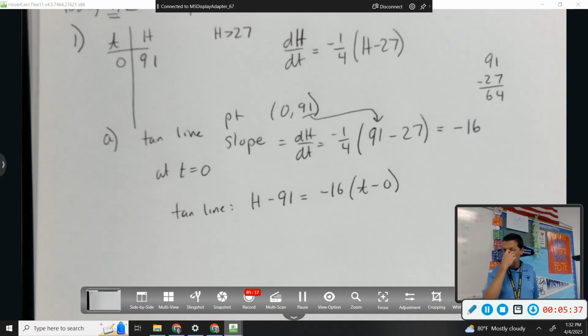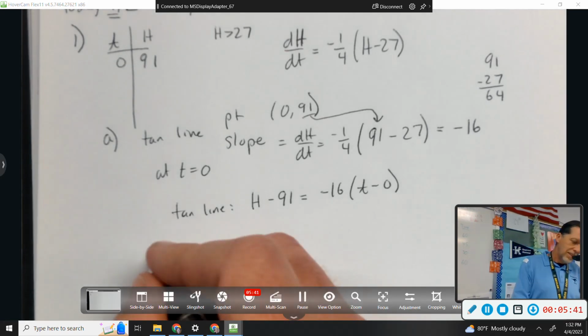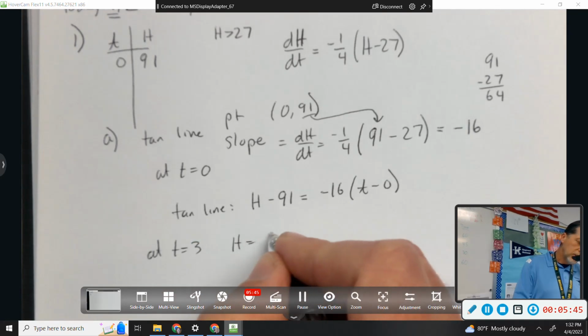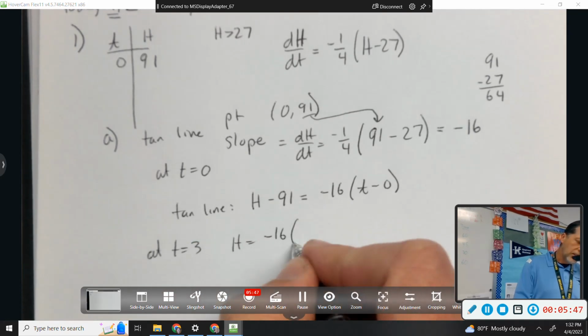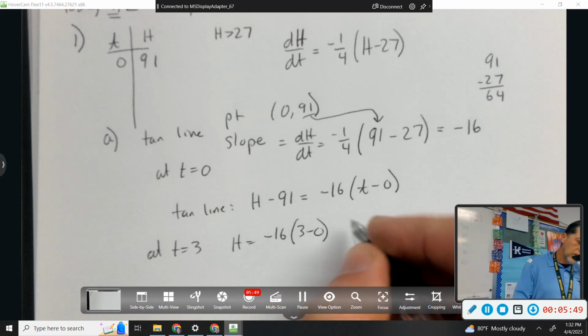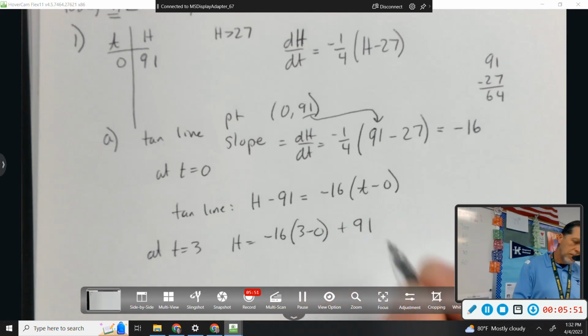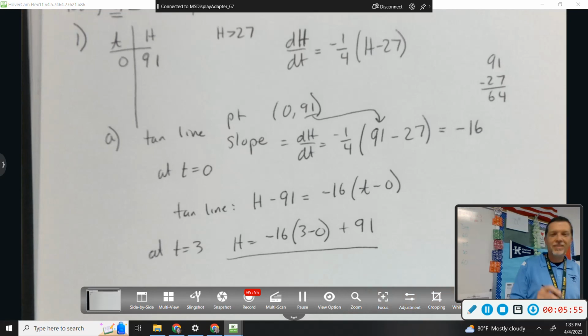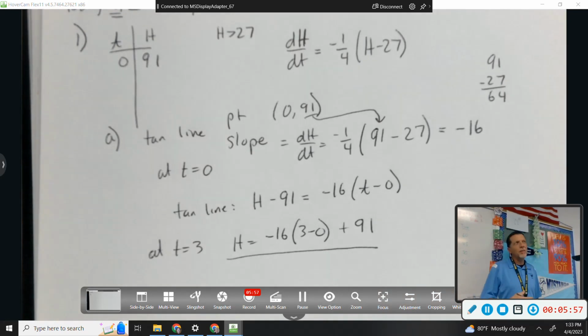So, how do I do that? Substitute. What for what? T for 3. So at t equals 3, h equals negative 16 times (3 minus 0), plus 91. And that's the end of the problem, so I'm going to leave that. I feel like I simplify if I know I'm going to need it more later, just to make my life a little easier. But if that's the end of the question, then leave it alone.